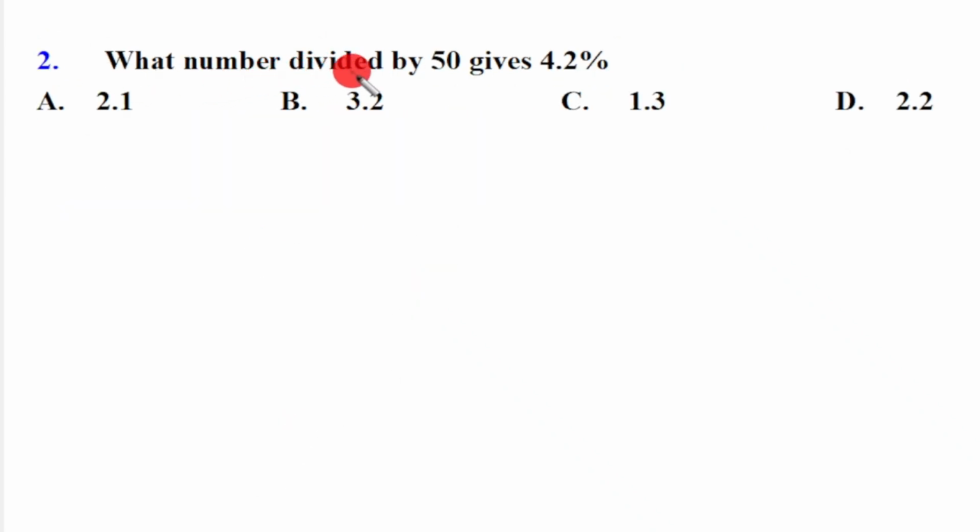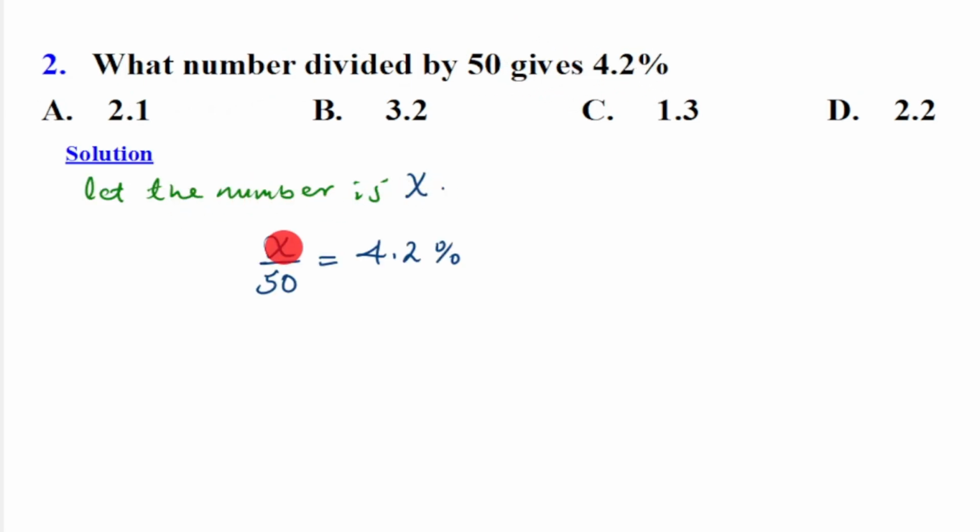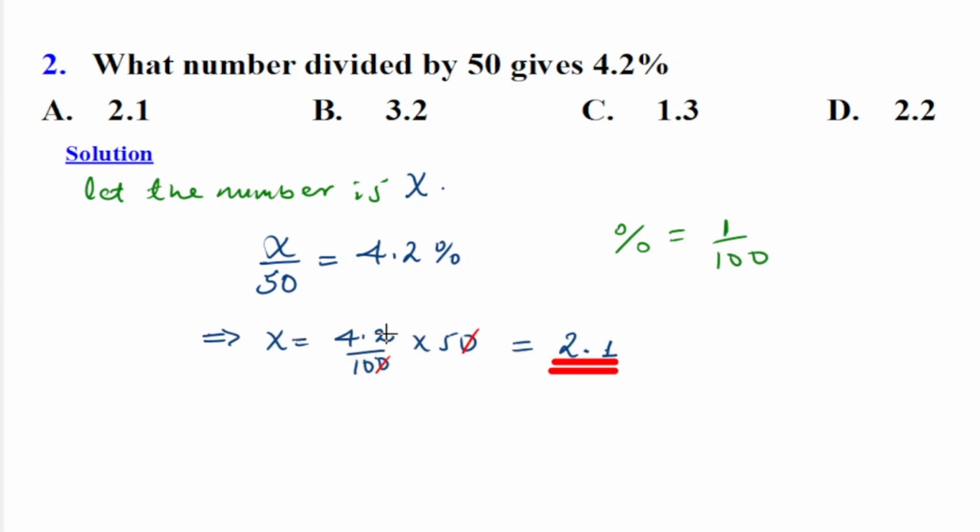2. What number divided by 50 gives 4.2%? Let the number be x. When we divide this x by 50, we get 4.2%. Then solve for x. Since a percent is 1/100, x equals 4.2/100 times 50. When we simplify, we get 2.1. So the answer is A.